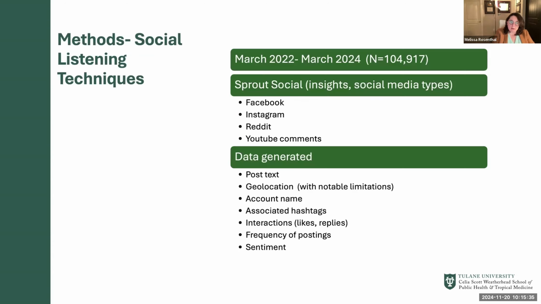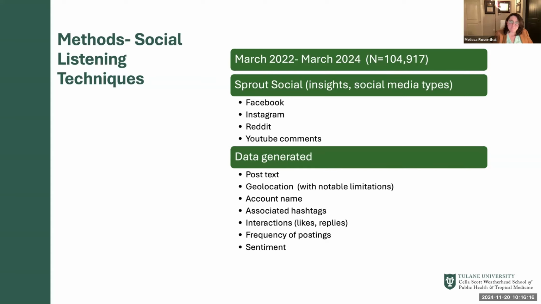So in terms of how we utilize social listening in this study, we had data from March 2022 all the way to March 2024. So you can see we had a sample of a universe of over 100,000 posts. And we utilized a software called Sprout Social, which scoured the internet over multiple social media types. You can see here I've listed them: Facebook, Instagram, Reddit, as well as YouTube comments, and generated several interesting data points for our analysis.